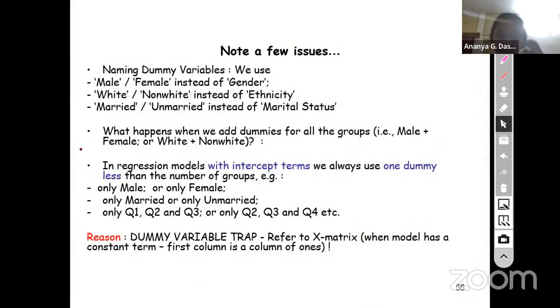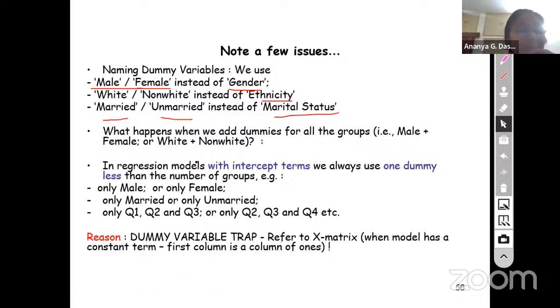Right. So here, one thing is that you name dummy variables by whichever category you have plugged as 1. It helps just to remember, rather than calling it gender or ethnicity or marital status. If you name it married or unmarried, then you just remember what happens, I mean, which is the category for which it is 1, because that has a very important bearing on how you interpret it.